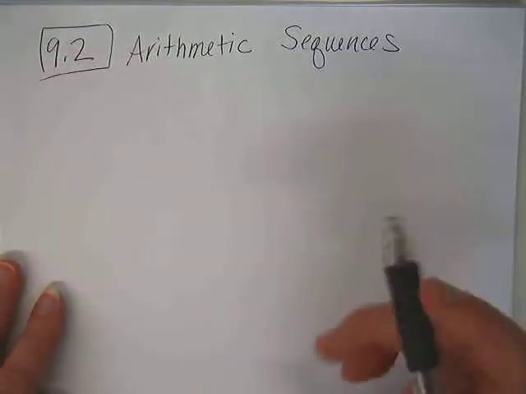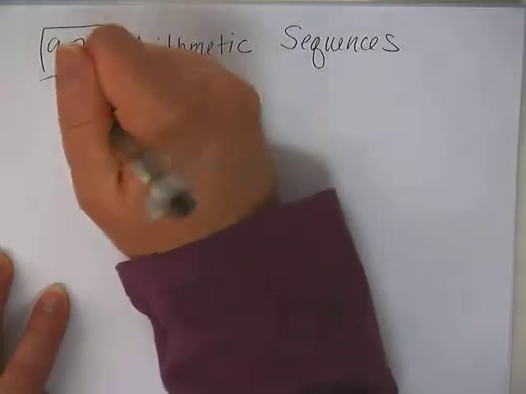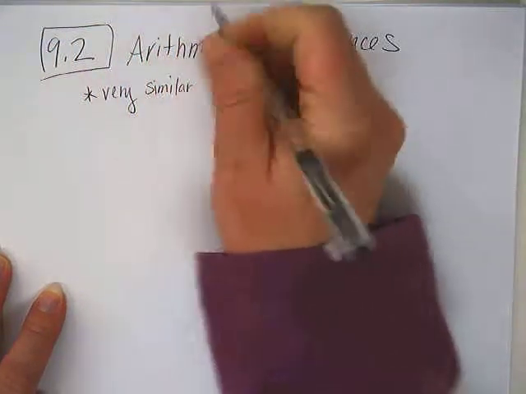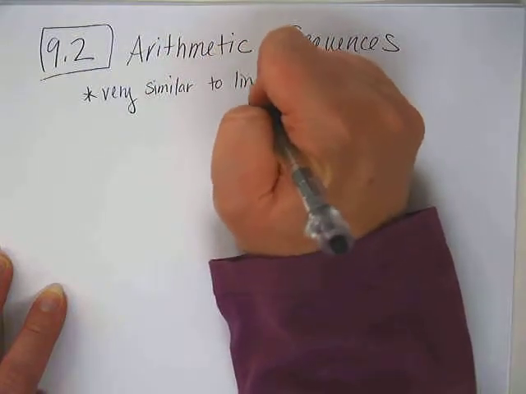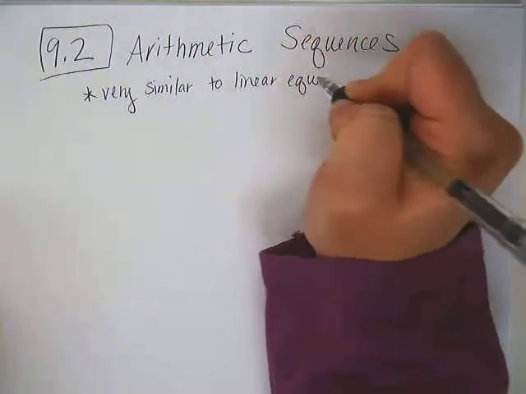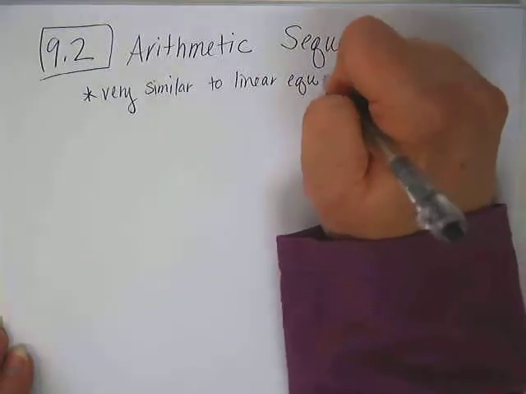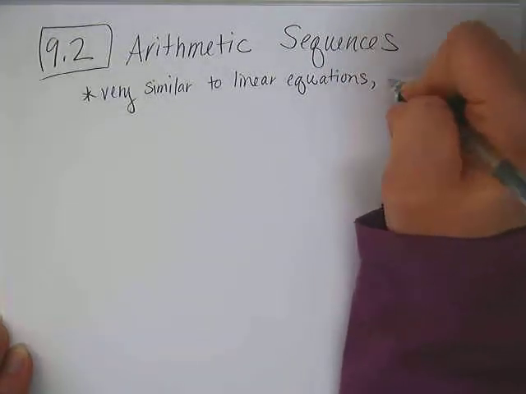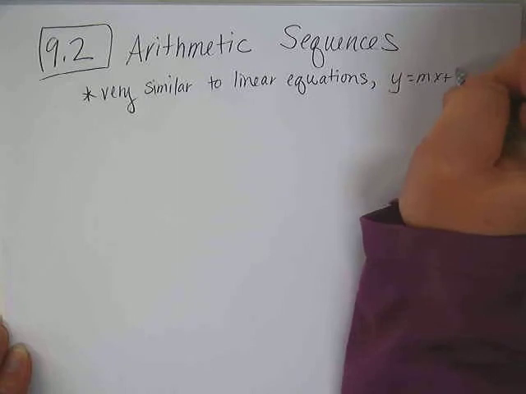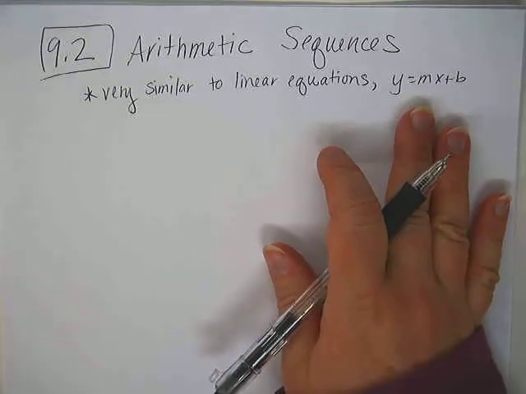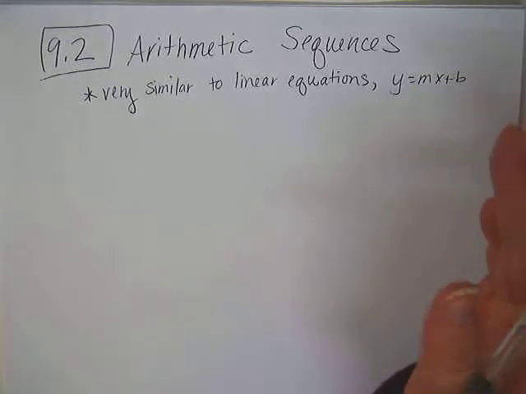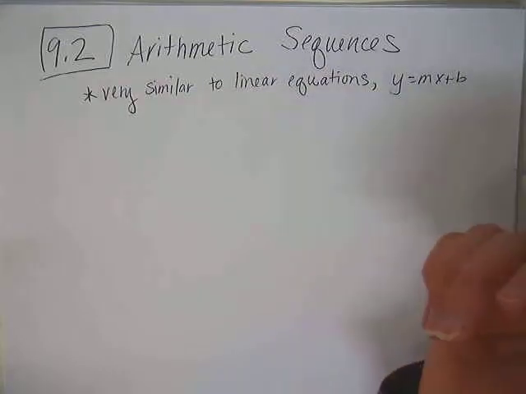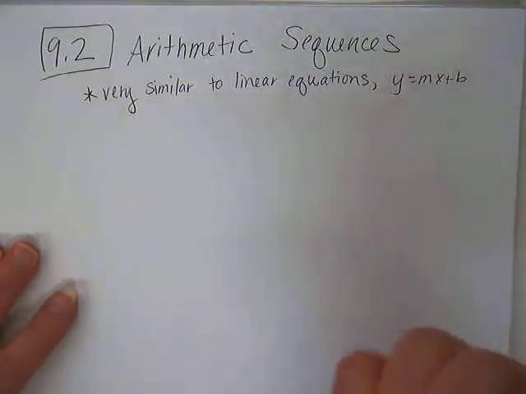Yeah, exactly. So, arithmetic sequences are very similar to linear equations. The only difference really is that linear equations are continuous and you can plug in numbers that are decimals and fractions, and you don't with sequences. Linear equations are like y equals mx plus b. But we're not going to use y and m and x and b. I'm just trying to help you connect it in your brain that it's the same type of process.